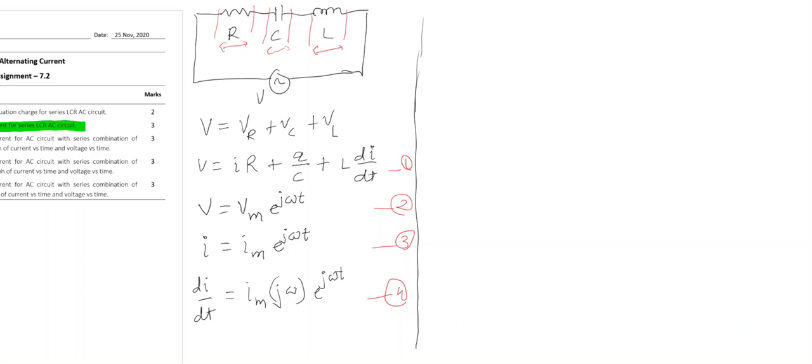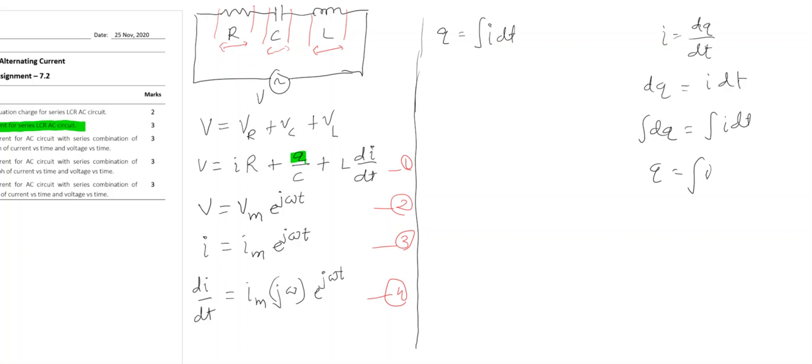Now, as I am going to need q also, let me find the q value. We know that I is dq by dt, and hence dq is I dt. Integrating both sides, the integral of dq is equal to the integral of I dt. So q is equal to the integral of I dt. If I substitute the I value, it is the integral of Im e raised to j omega t dt. Im being constant can be taken outside, and the integration of e raised to j omega t will give me Im e raised to j omega t by j omega.